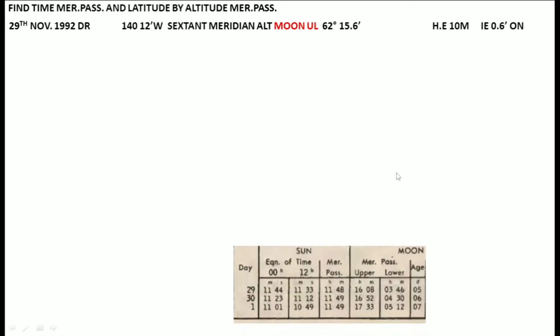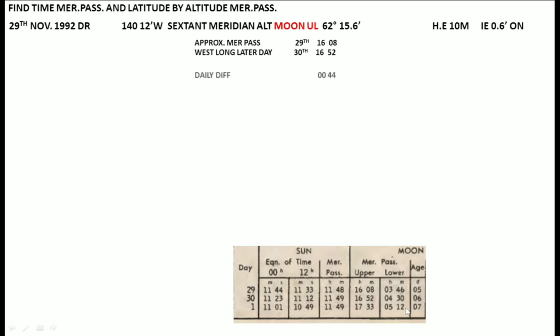Now, when we are talking about the moon, we can find the meridian passage from the almanac given here. We have the date, 29th, and the longitude is west, so we take the next day, and we talk about the upper meridian passage here. Lower meridian passage we will talk about in the next topic. So we take the approximate meridian passage for the 29th, what is given here, and take it for the 30th.